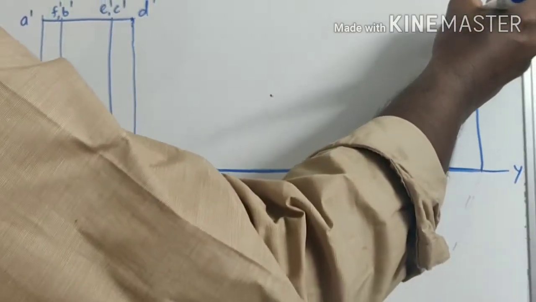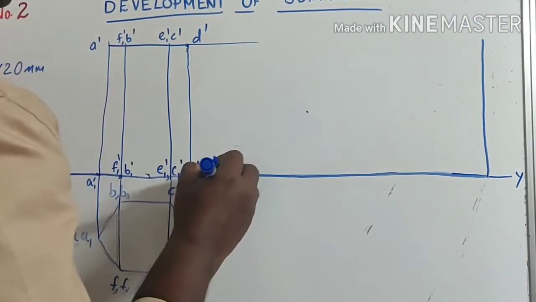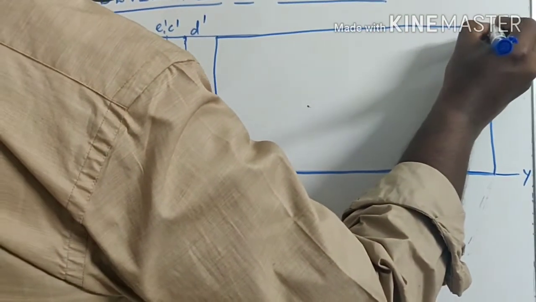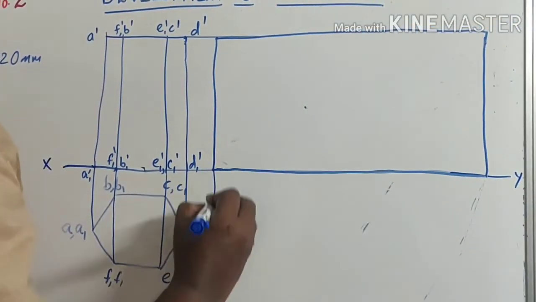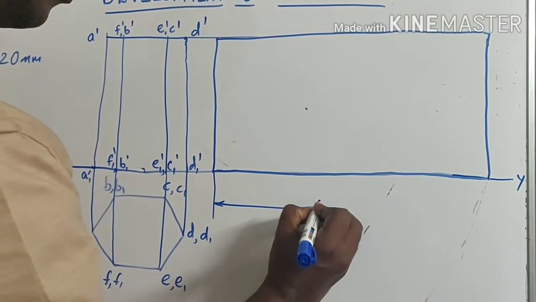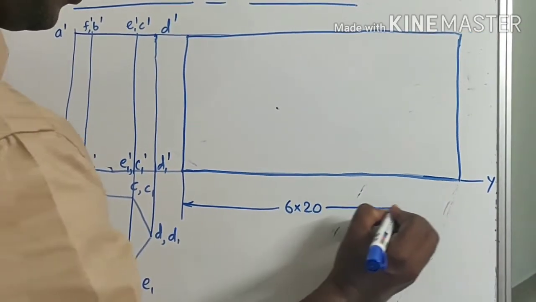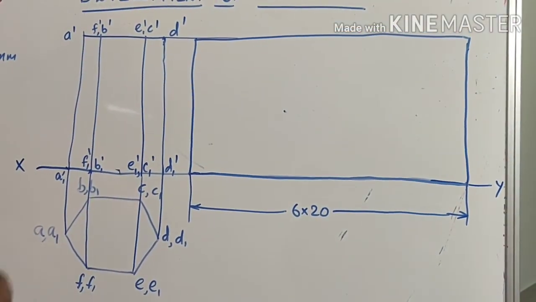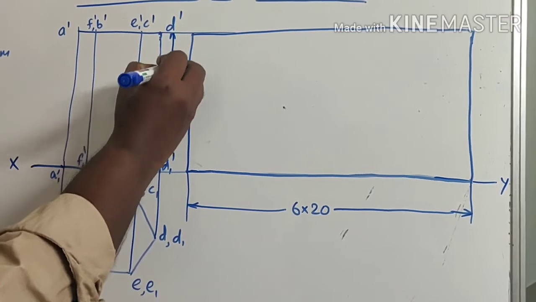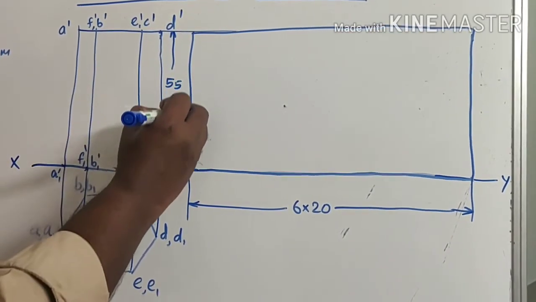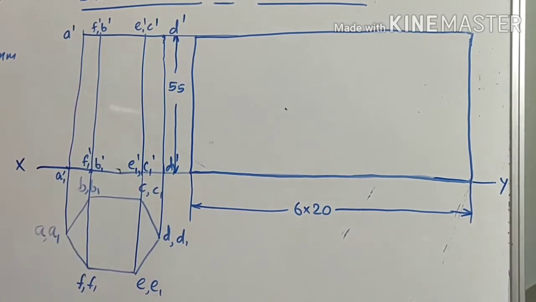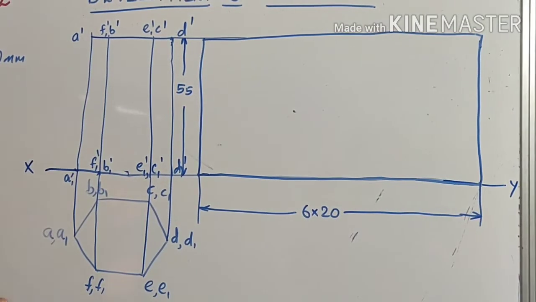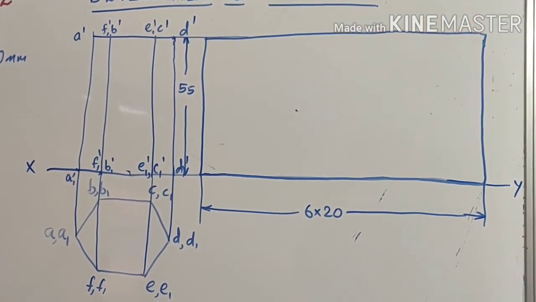Consider this as the height. Based on the height and the length of 120 mm, that is 6 into 20, you draw the rectangle. The height is given as 55 in the question. So you have completed the lateral development of the hexagon.